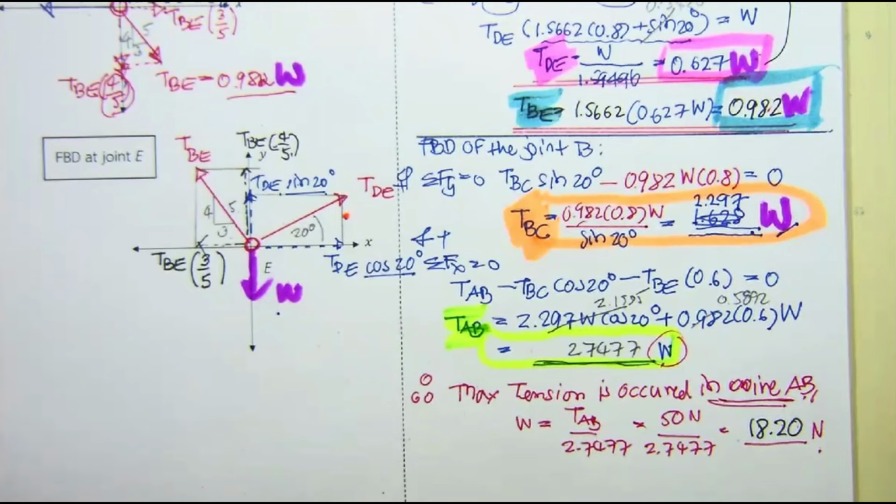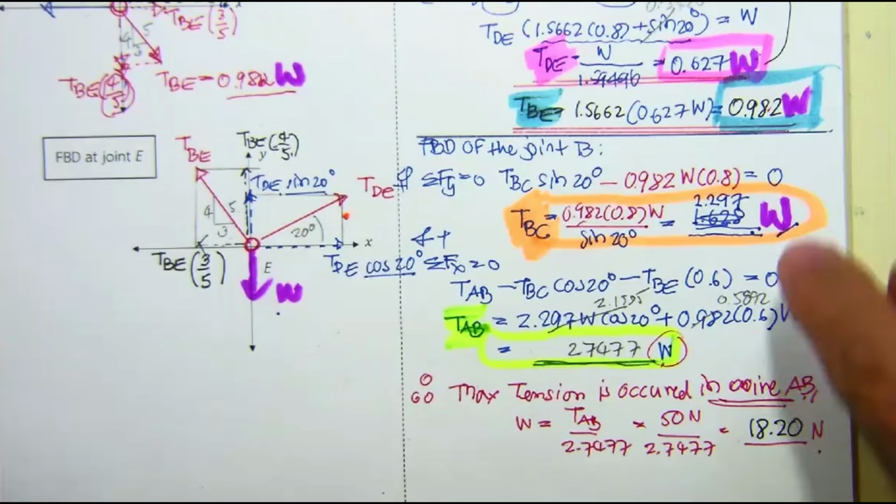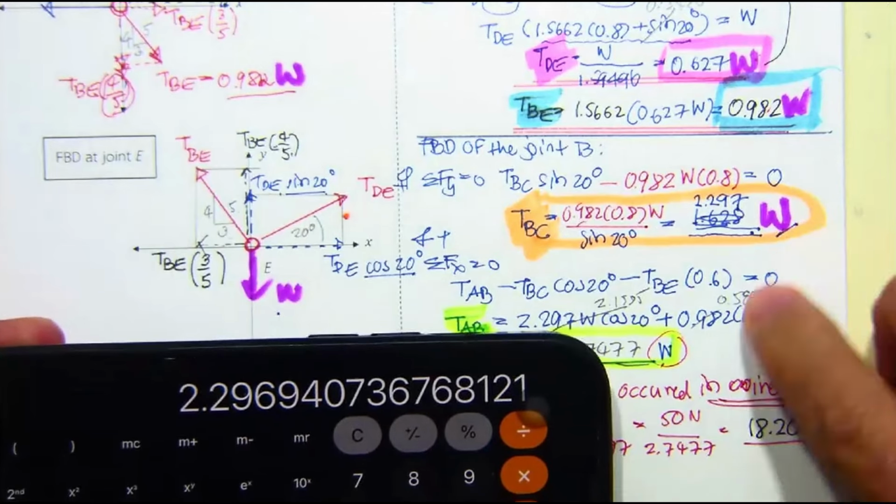I'm just saying, how come my solution is different? 0.982 times 0.8, divide that by 20. Oh, that's correct already. Times 0.8 times 0.982. Oh, okay, that's going to be a correct result. And then put this one also.